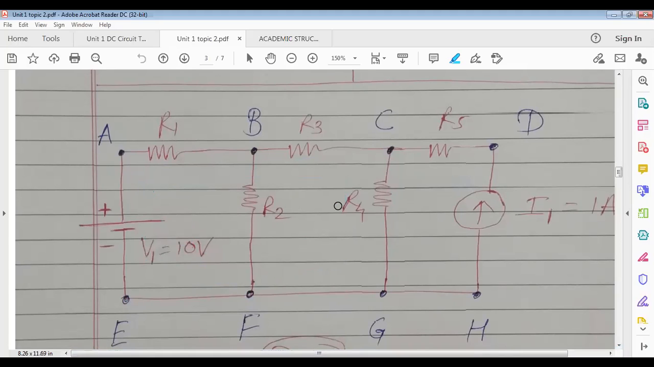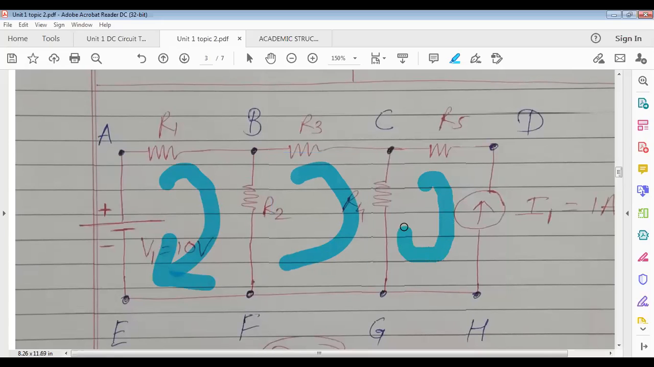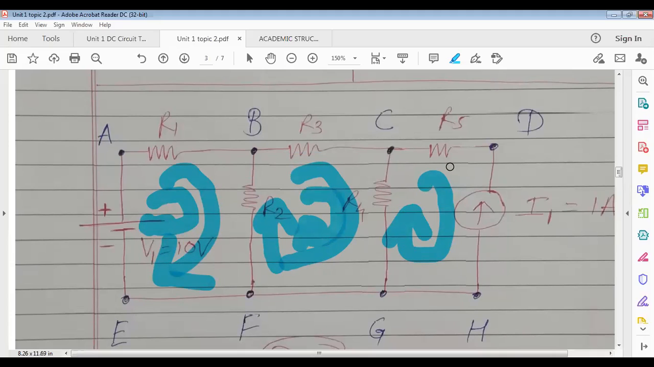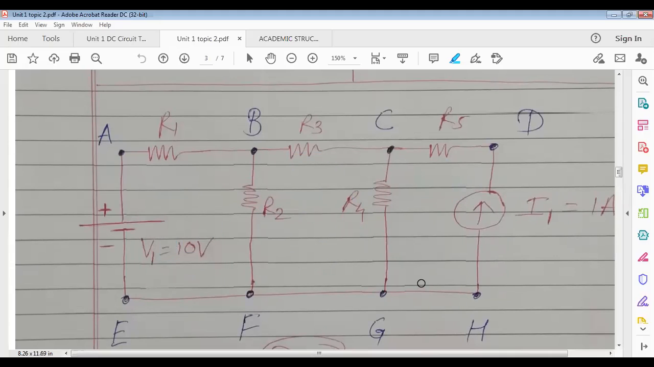But what about mesh? Whenever you want to use the terminology mesh, this is the first mesh, this is the second mesh, and this closed loop is the third mesh. In this electric circuit, 3 meshes are there. The first smaller loop is called a mesh, the second smaller loop is called a mesh, and the third smaller loop is called a mesh. So what do you mean by mesh? No further smaller loop inside it. Clear to all of you? You can call these 3 mesh loops also.